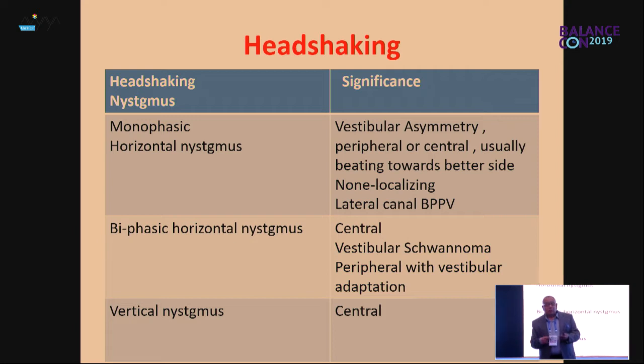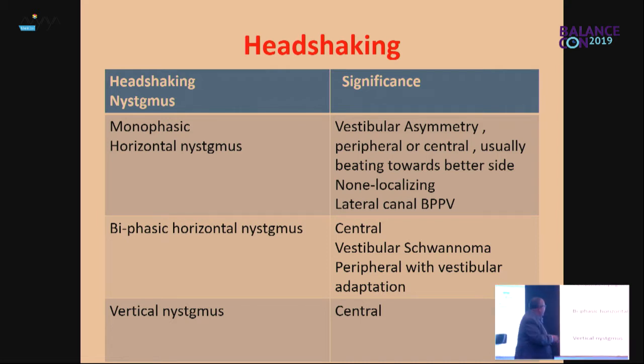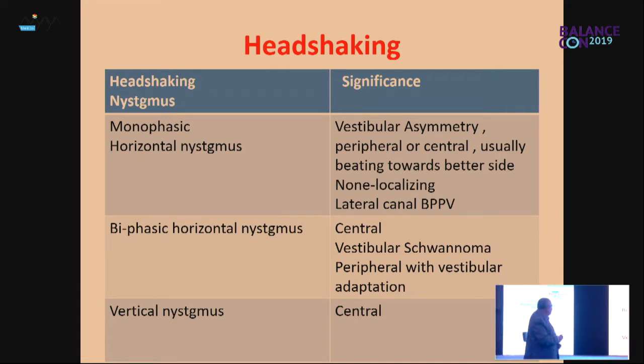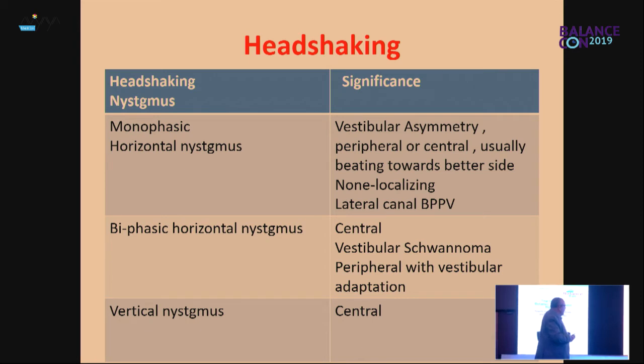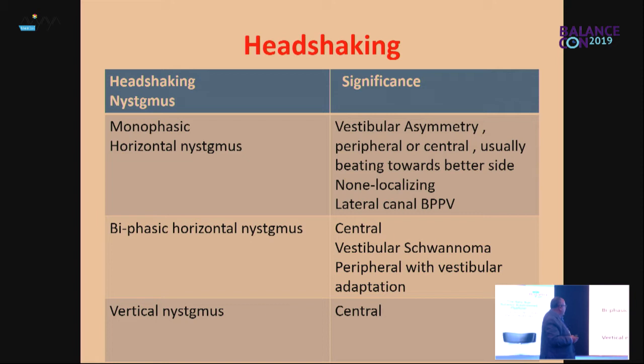So what else? We have what's called biphasic post-head-shaking nystagmus. After the head shake, you have right beating nystagmus. Then after some time, it reverses its direction. Okay, so we call it biphasic post-head-shaking nystagmus. And it can occur with central disorders, with vestibular schwannoma. It can occur with peripheral disorders, with vestibular adaptation.